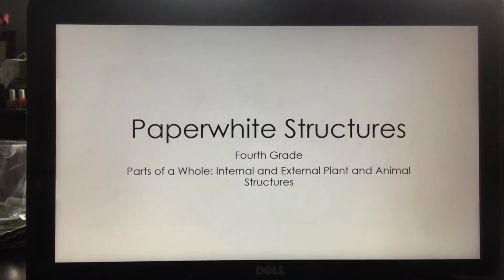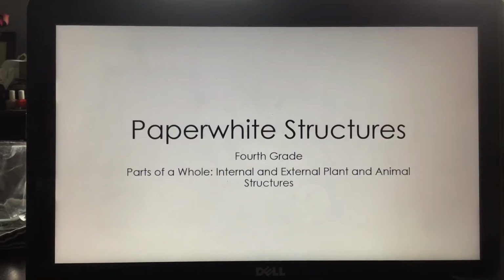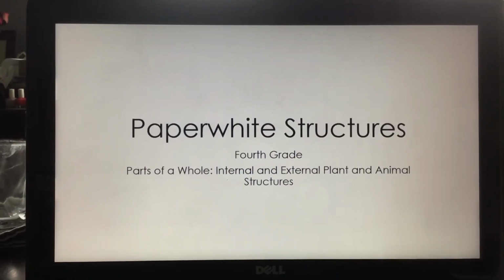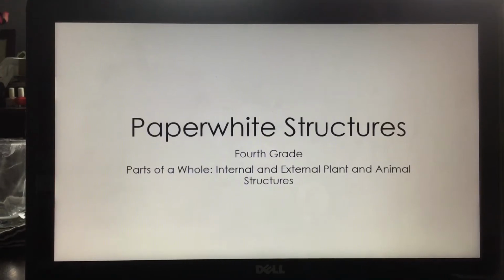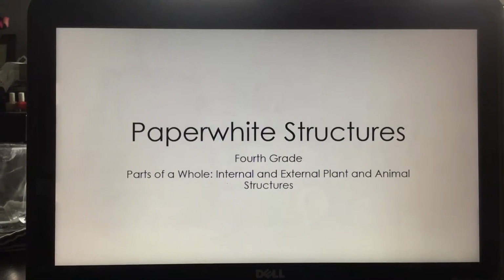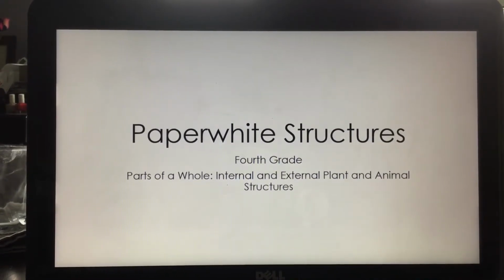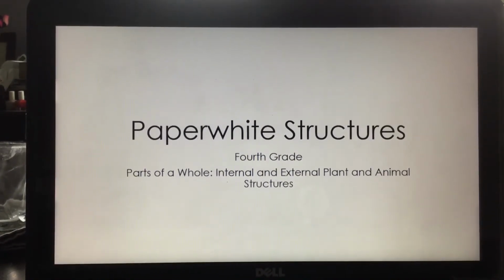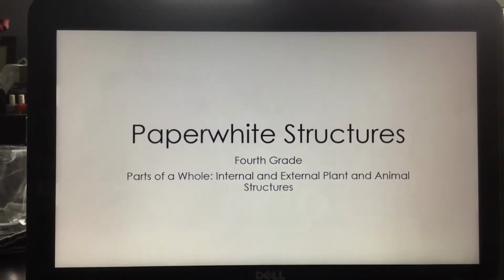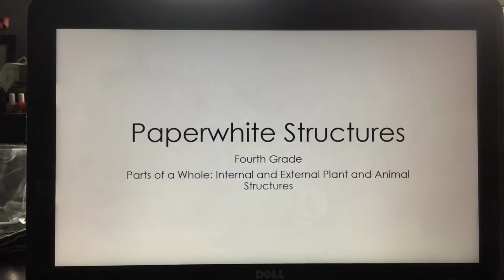We were going to take a look at a paperwhite bulb. A paperwhite is basically a flowering plant. It's a daffodil, you know those yellow flowers at Easter time? Except it's got white petals. Paperwhite, it's in the name. And we're going to look at the internal and external structures of the bulb.